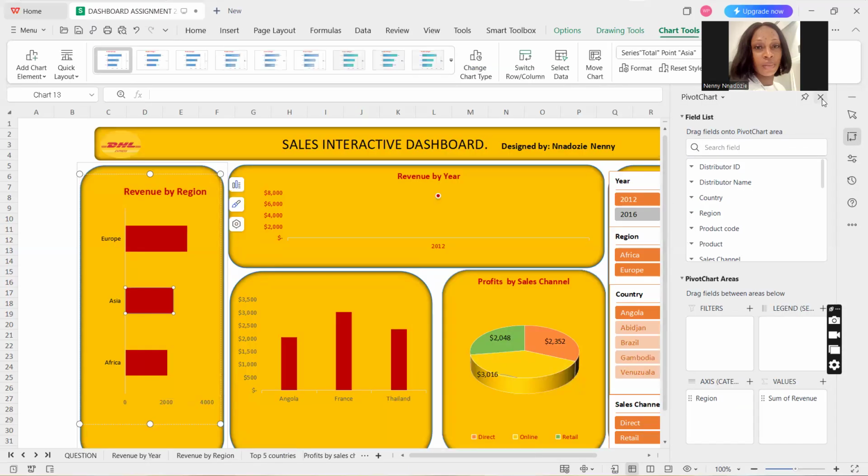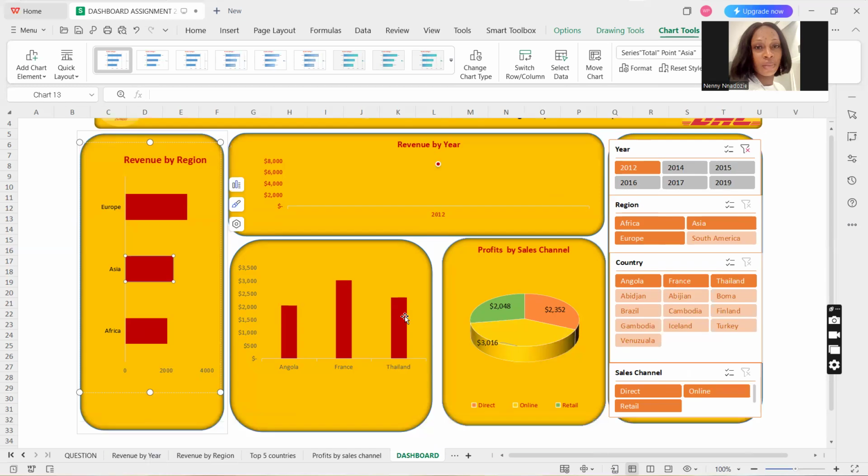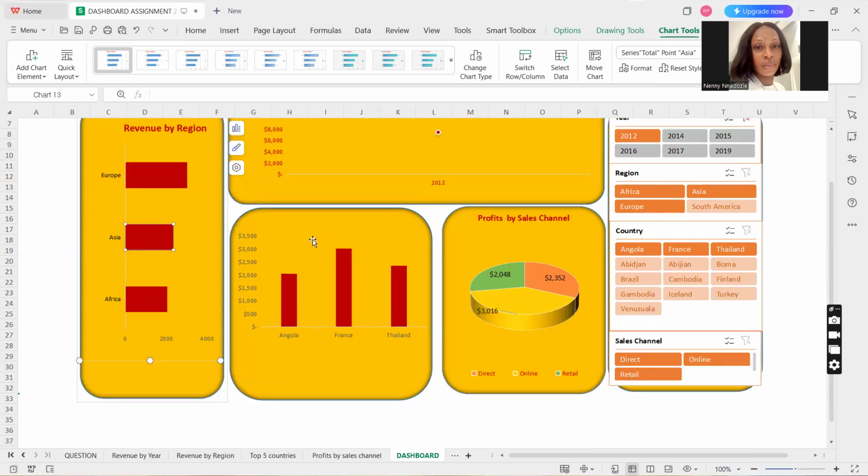So this is what happened in the year 2012. These are the top 3 countries in the year 2012. France is the first one, which is in Europe, followed by Thailand. Thailand is in Asia, followed by Angola. Angola is in Africa.